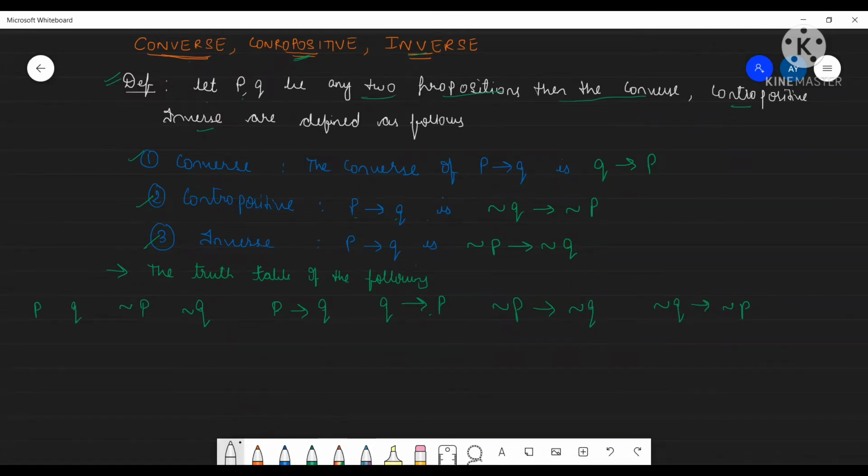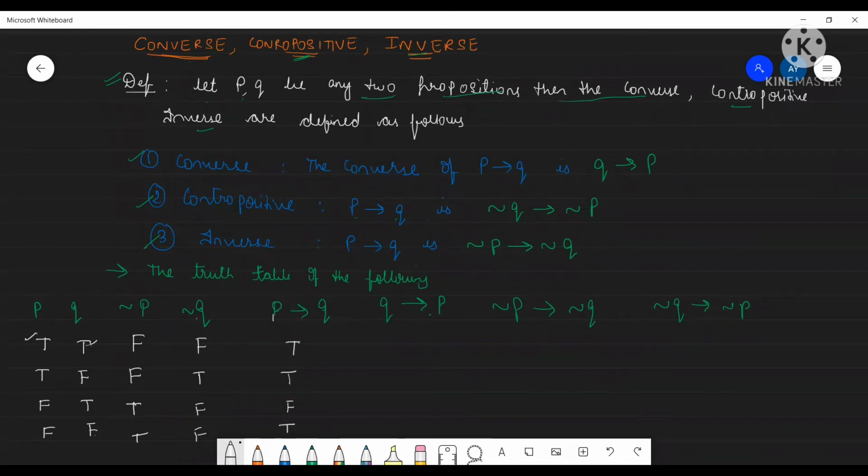So what will these be? This will be true, true, true, false, false, true, false, false. Now, what will be the negation P values? It will be false, false, true, true. And negation Q is the opposite of these, that is false, true, false, true. Now, what is P implies Q? True, true will be true. True, false will be false. False, true will be true. False and false gives you a true statement.